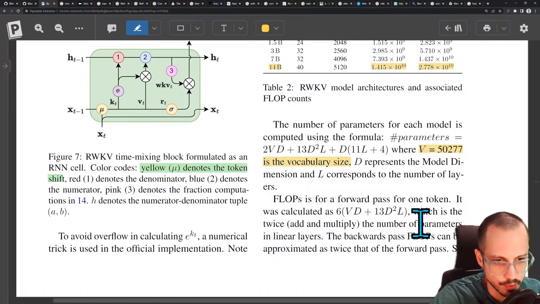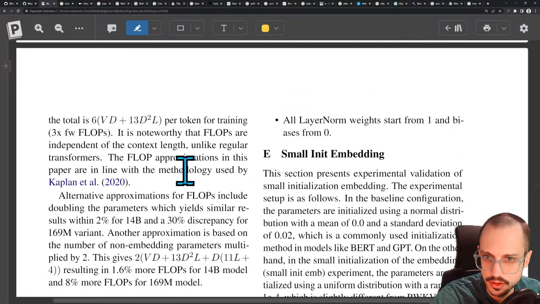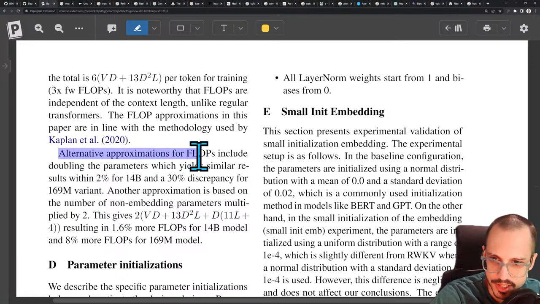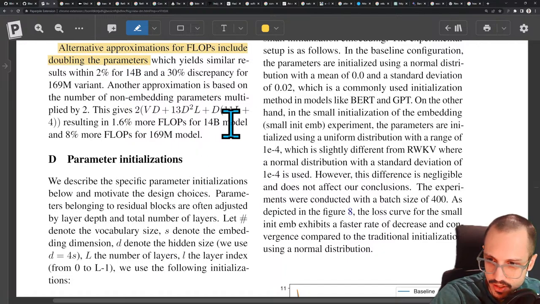Flops is a forward pass for one token. It's noteworthy that flops are independent of context length. Alternative approximations for flops: you can roughly calculate flops by doubling the parameters. Okay, that's kind of cool.